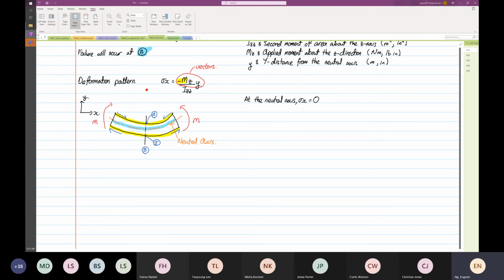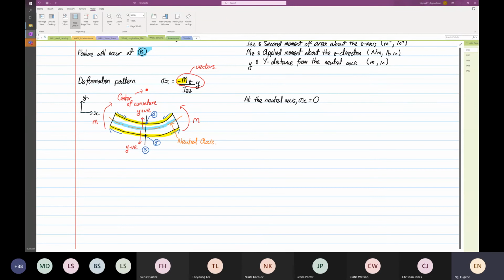This is known as the center of curvature. At any point from the neutral axis, I repeat again, at any point from the neutral axis in this direction, y is positive. At any point moving away from the neutral axis in the other direction, y is negative. Remember I told you y is a vector.